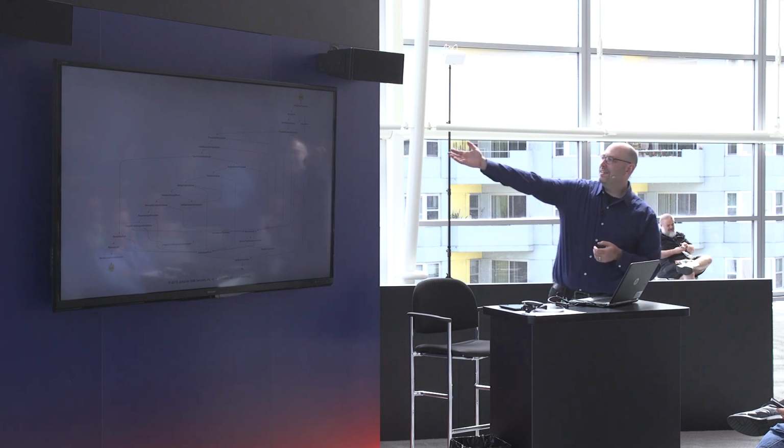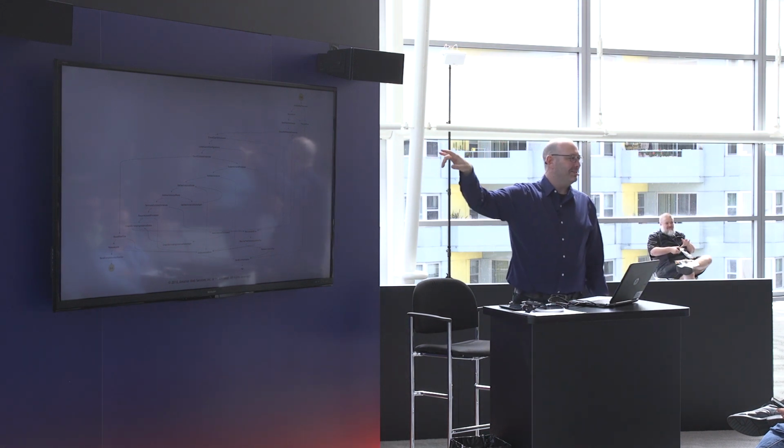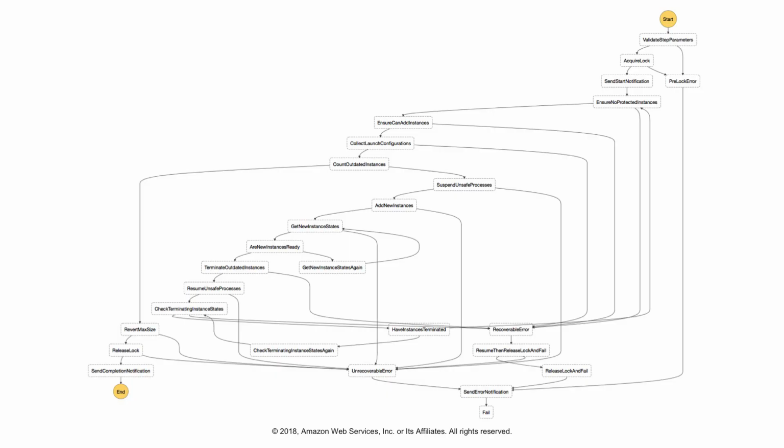In order to make this all fit on the screen, I had to decrease the font size a lot. But as you can see, Rollerbot is a much more complicated step function than the ECS instance drainer. It is, I believe, about 20 to 25 steps in the step function that are linked together.